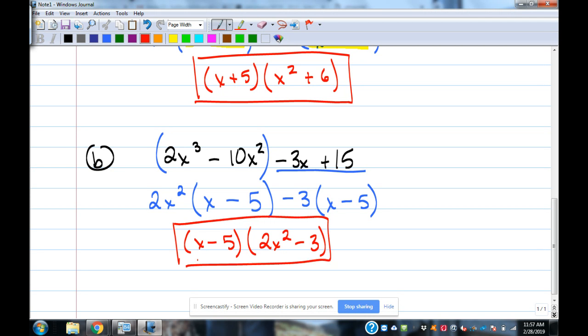GCF is all we're doing, really. It's just GCF some more. And if we multiply this back out, 2x squared times x is 2x cubed. Negative 5 times 2x squared is negative 10x squared. X times negative 3 is negative 3x. Negative 5 times negative 3 is positive 15.